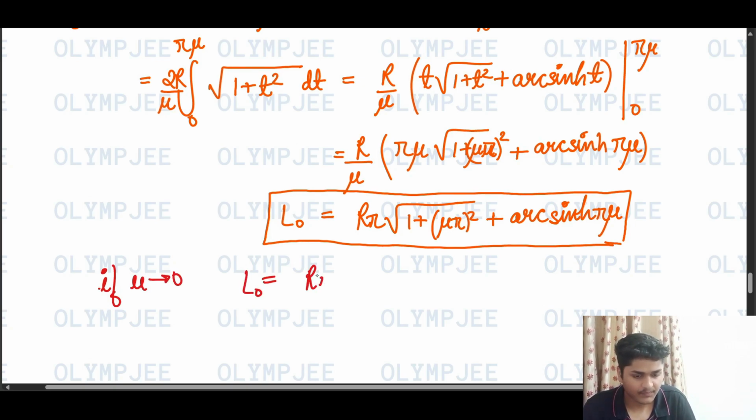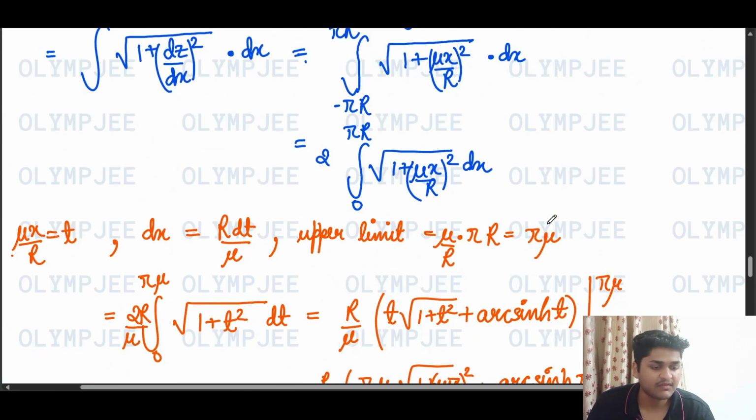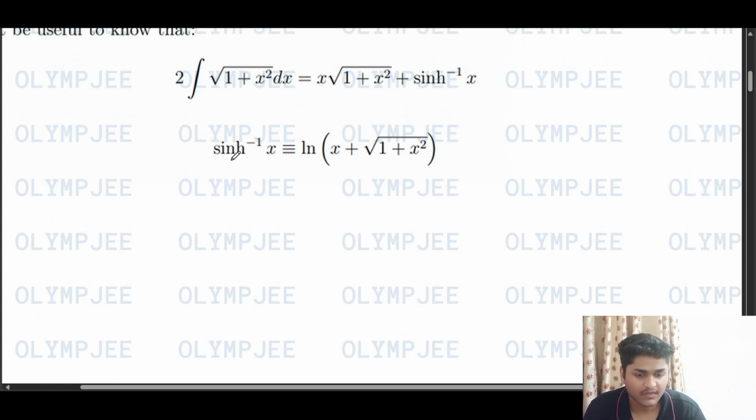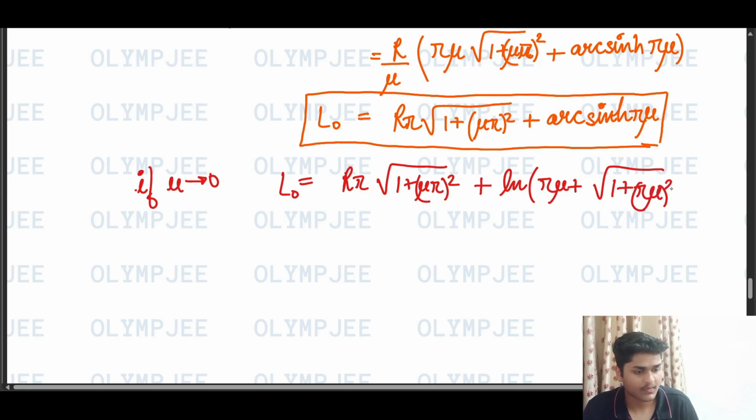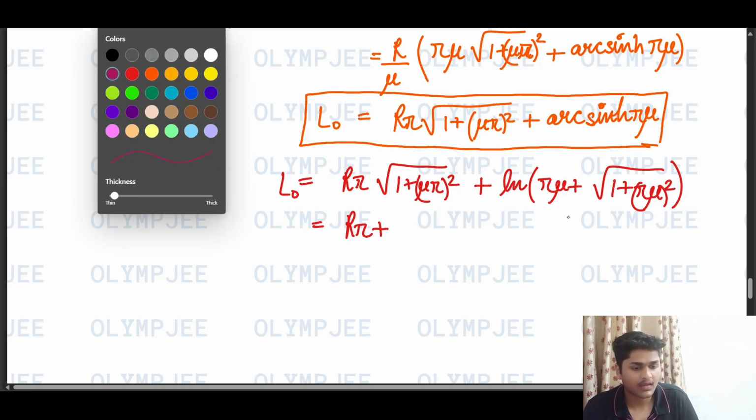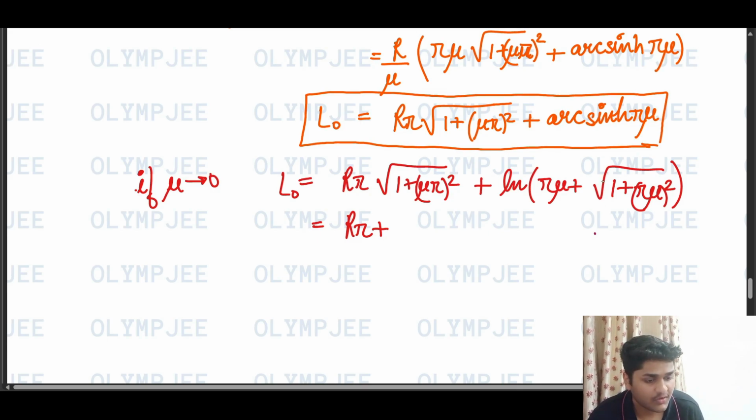L naught will become this, and this we were given as arc sinh x is log of x plus root 1 plus x square. And since this value is very small because mu is approaching 0, this can be approximated to root 1, which is 1. So this will become r pi plus, and we know that this value can be approximated to 1 only by the same logic that we applied here. And we know that if x is very small, then this can be approximated to x.